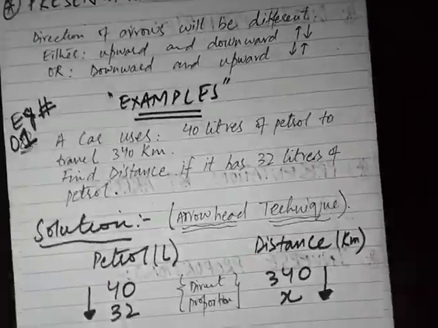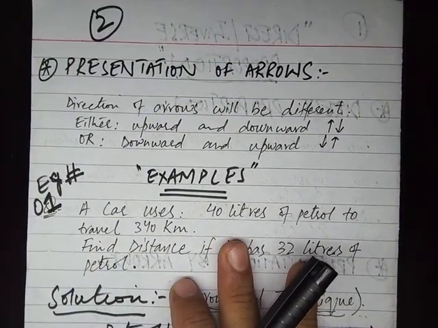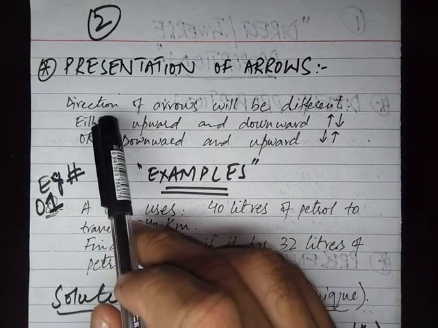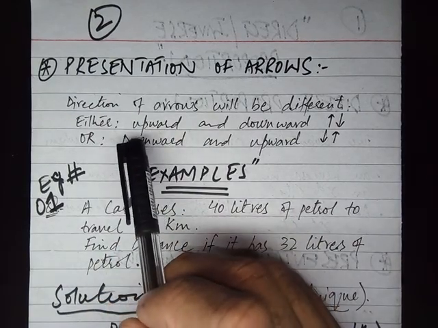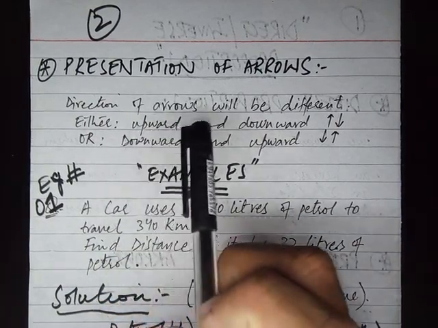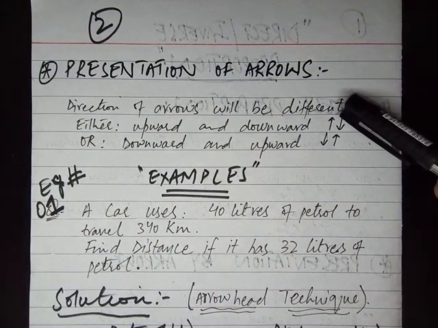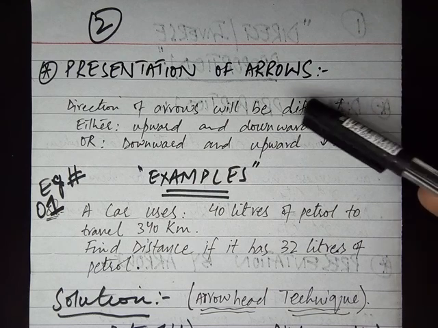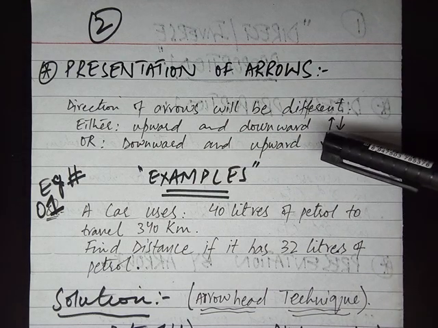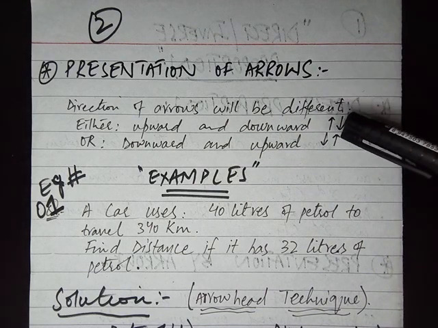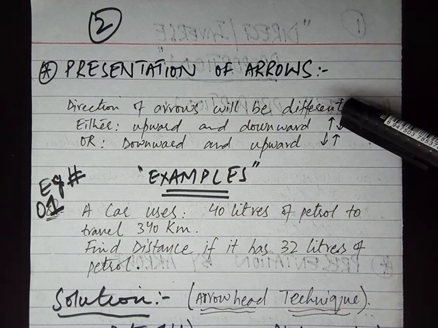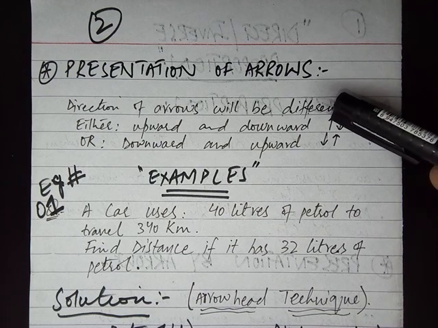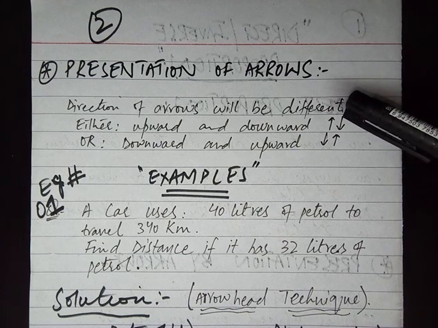And the presentation of the arrows for inverse proportion is that the directions of the arrows will be different, either upward and downward. For example, if a quantity is increasing, definitely the second quantity will decrease, and if the first quantity is decreasing, the second quantity will increase. So for an increase, you will place an upward arrow, and for a decrease, a downward arrow.